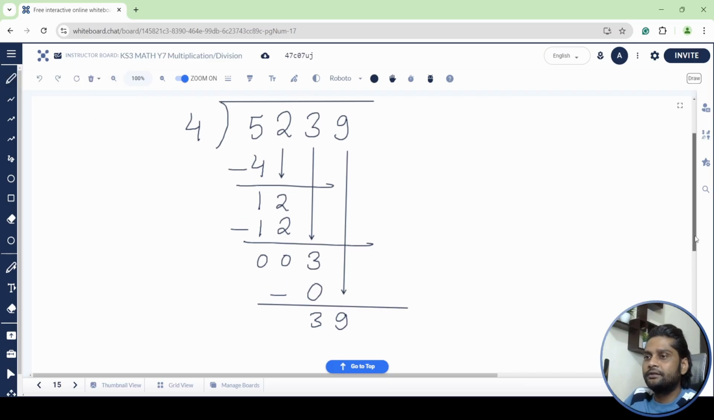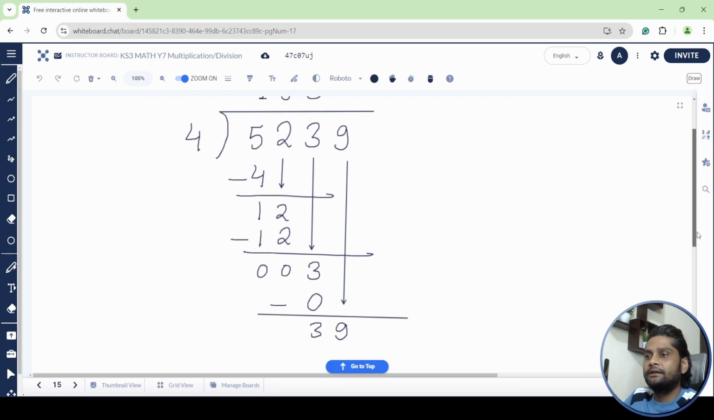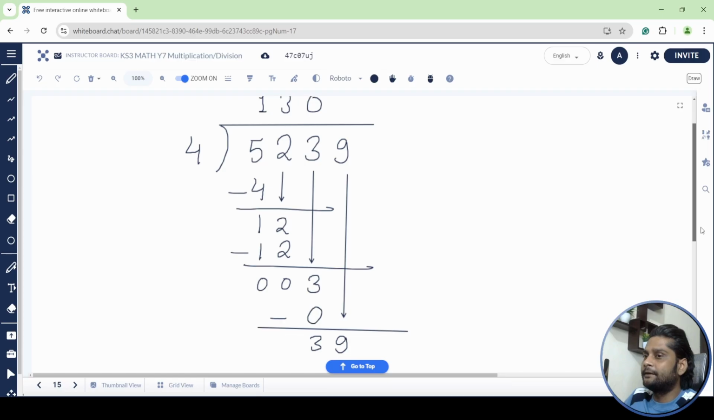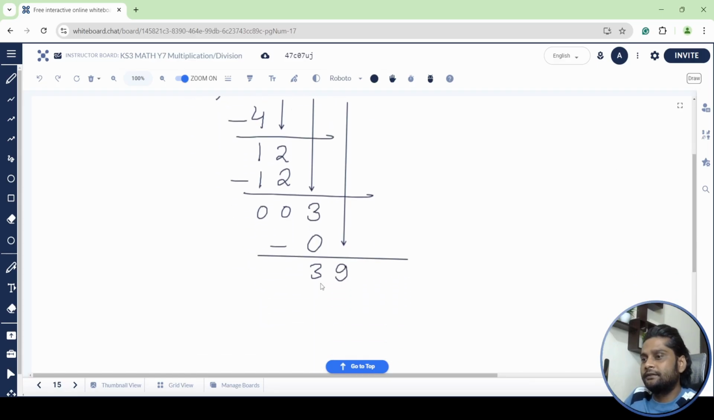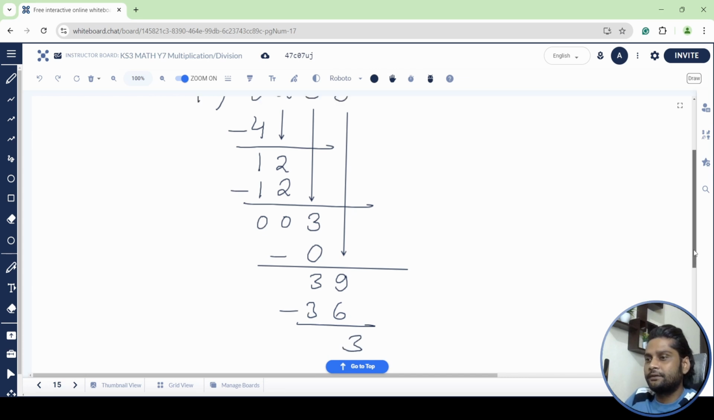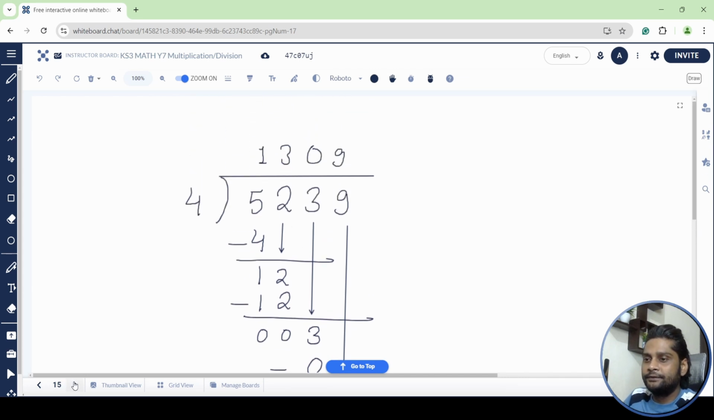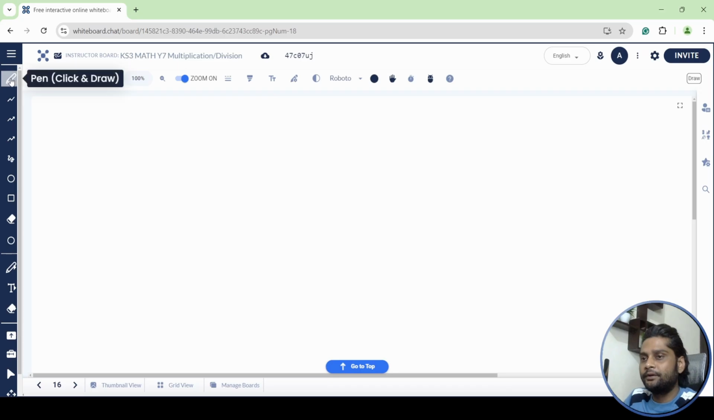So when we have got this, 39, 4 goes in 39 for 9 times. It gives you 4 times 9 is 36, yes, and you got 3 as a remainder. So that's your answer. Let's take another example of the same kind where we have an insufficient number.